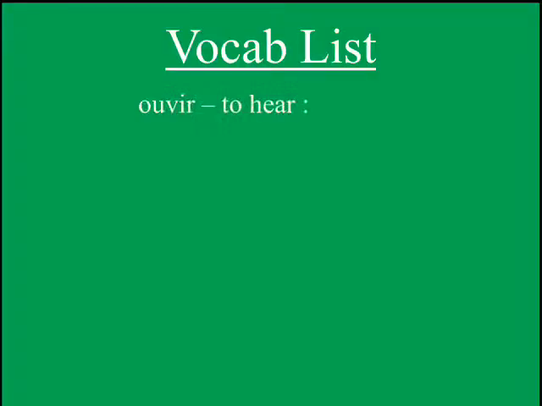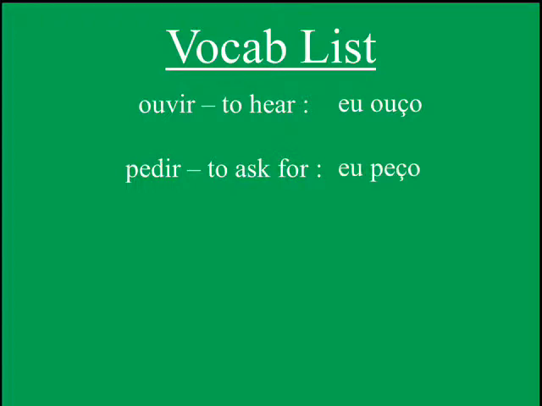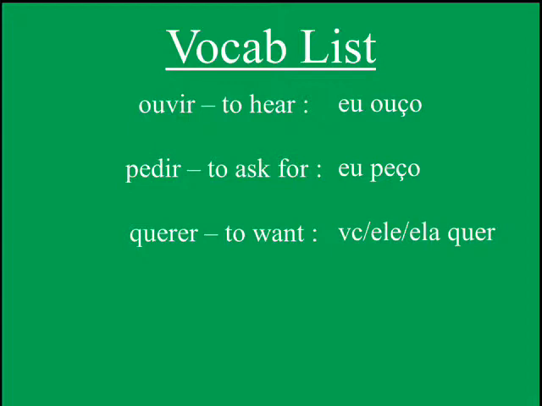The first one is ouvir, which means to hear. In the singular first person, it is eu ouço. The second one is pedir, which means to ask for. In the singular first person, it is eu peço. The third one is querer, which is to want. Now in the singular second or third person, it is você, ele, or ela quer.